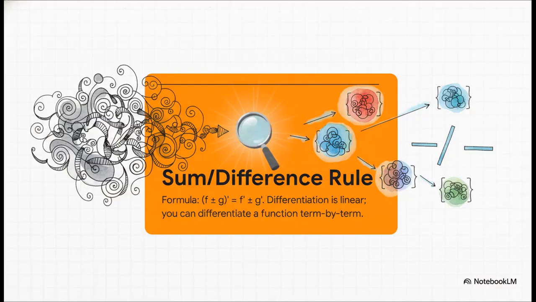And finally, we have the rule that really lets us tackle those big, sometimes messy-looking polynomials, the sum/difference rule. Now, this rule tells us that differentiation is linear, which is just a fancy way of saying you can tackle a big function piece by piece. You just break it down into its individual terms, find the derivative of each one separately, and then you just put them all back together with the plus or minus signs. This is the rule that makes the whole thing manageable instead of a total nightmare.